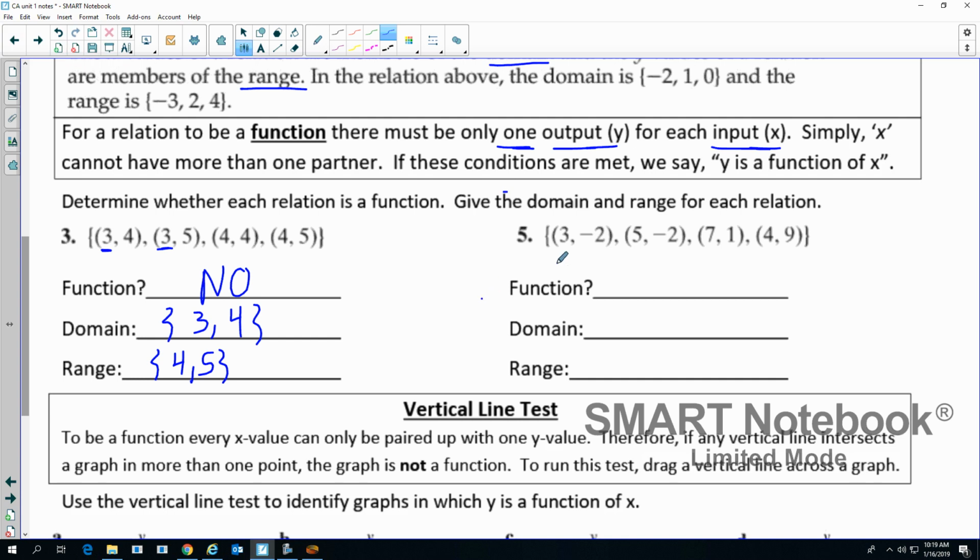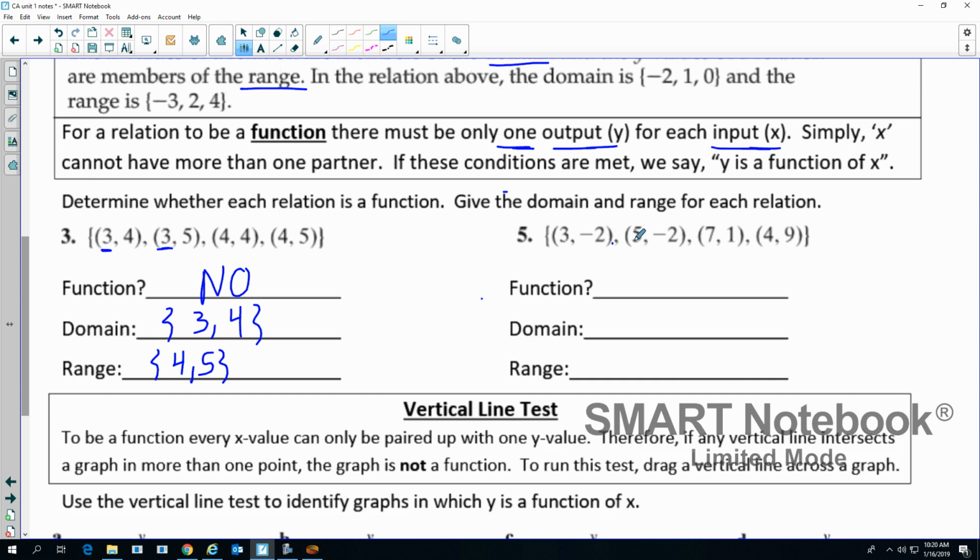On number 5 here, let's see, so we got 3 and -2, and then 5 and -2. So you might be like, wait a second, is that okay? Actually, yeah, it's okay if y repeats. Okay, so if y shows up twice. So when I plug in 3, I get a -2. When I plug in 5, I get a -2.